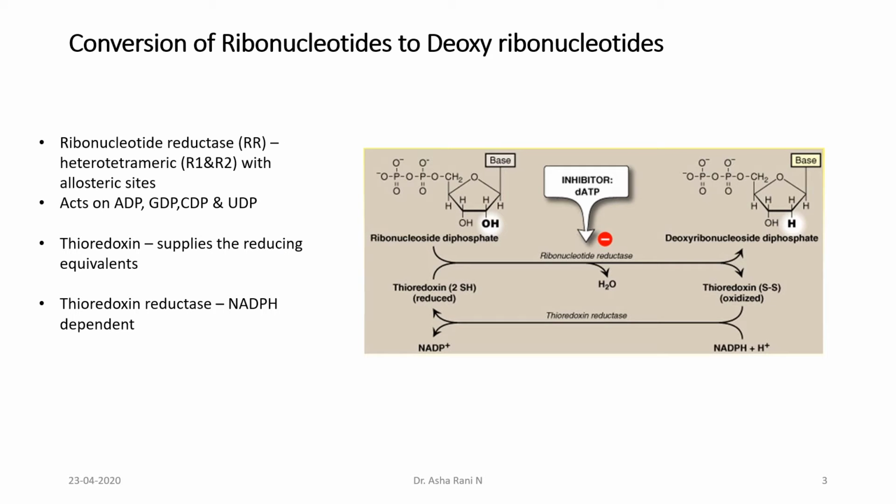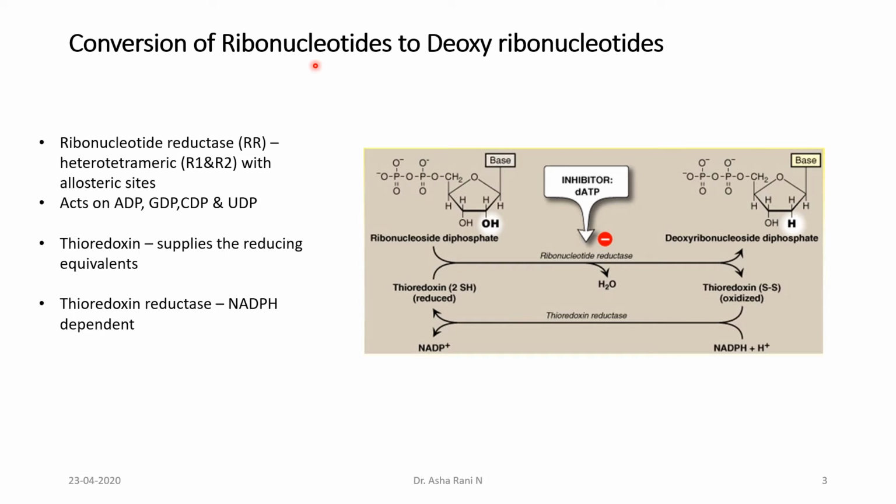We know that purine metabolism or purine biosynthesis actually forms ribonucleotides, but deoxyribonucleotides are the building blocks of DNA. Then how are these deoxyribonucleotides formed in the body? They are not formed via de novo synthesis, but they are formed from their corresponding ribonucleotides.